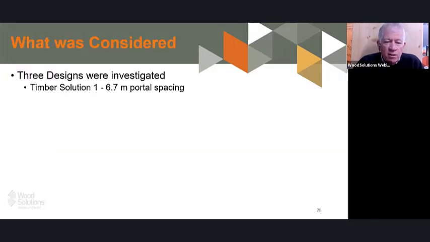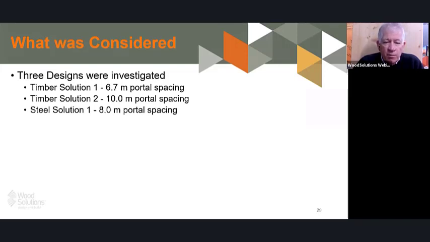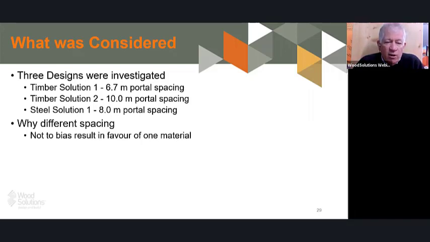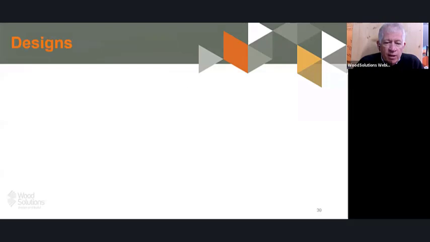Three designs were considered. Timber solution 1 had a 6.7 metre portal spacing. Timber solution 2 was 10 metre portal spacing, and the steel option was 8 metre portal spacing. This was decided by the original designers on the project. The difference in the timber options was not to bias the result to favour one material, but to test to find the best result, and part of that did uncover some lessons learned from the exercise.